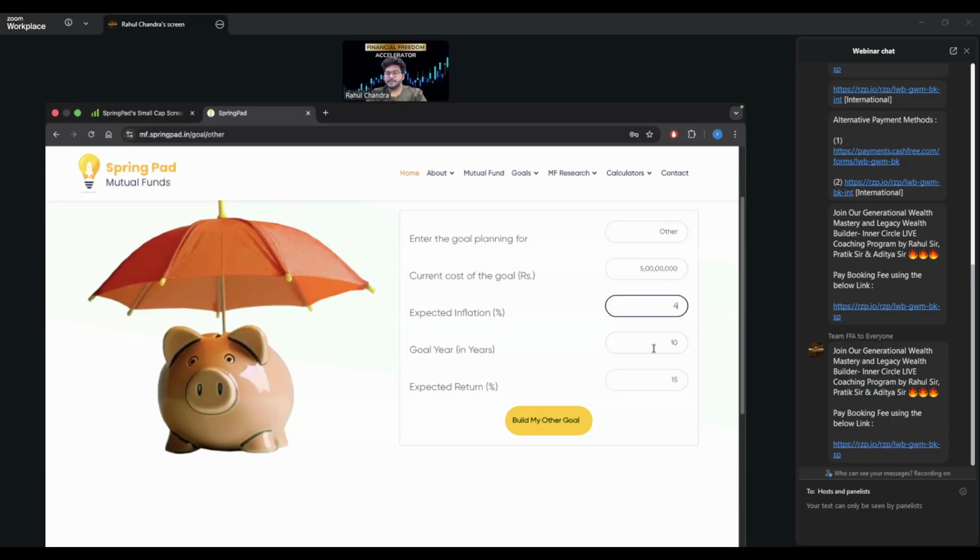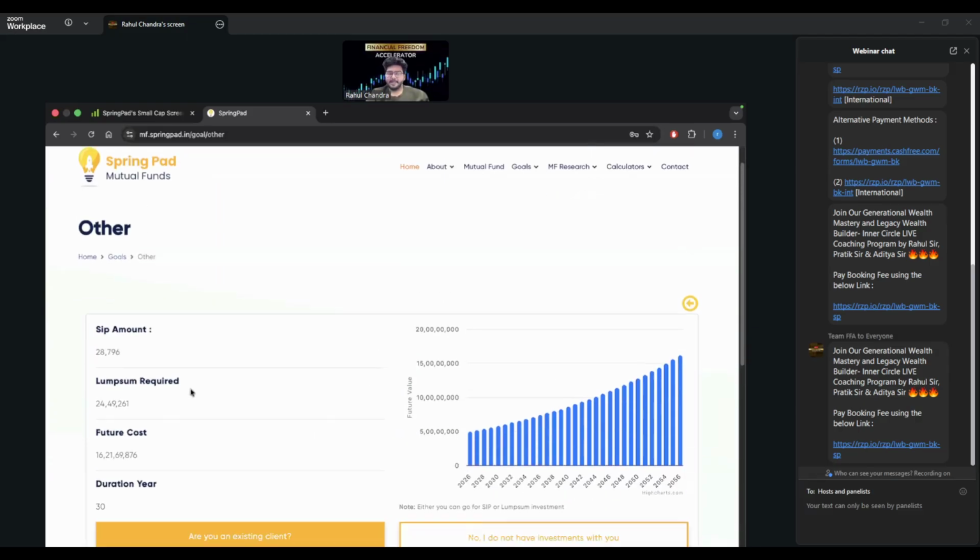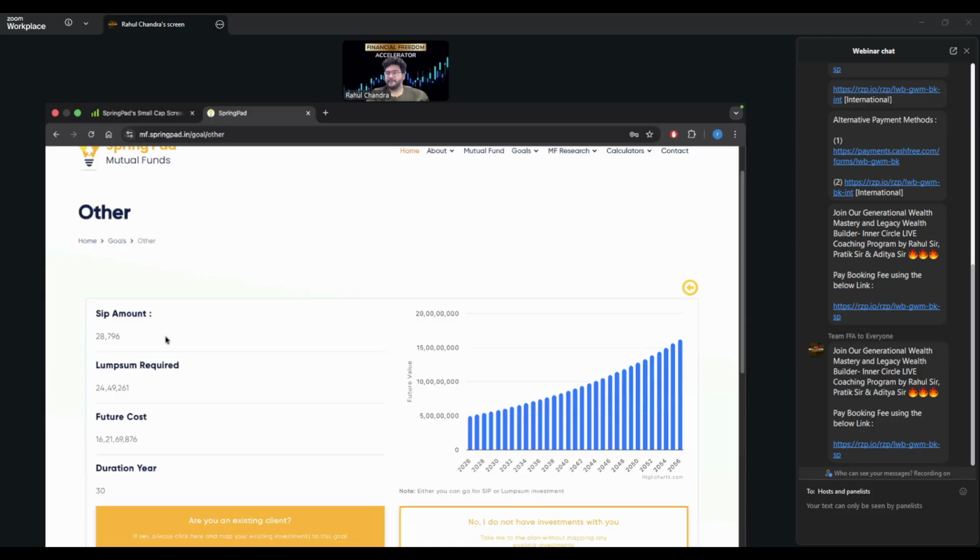So let's consider 4% inflation. Let's say you're a 30 or 35-year-old, and you're going to retire in the next 30 years. You want a retirement corpus which has the same real value as 5 crores as of today, correct? And you are expecting a return of 15%. So you click on build my goal. It tells you how much you need to invest every month to achieve this goal at the end of 30 years. Now, this is something any mutual fund calculator can help you do, right?